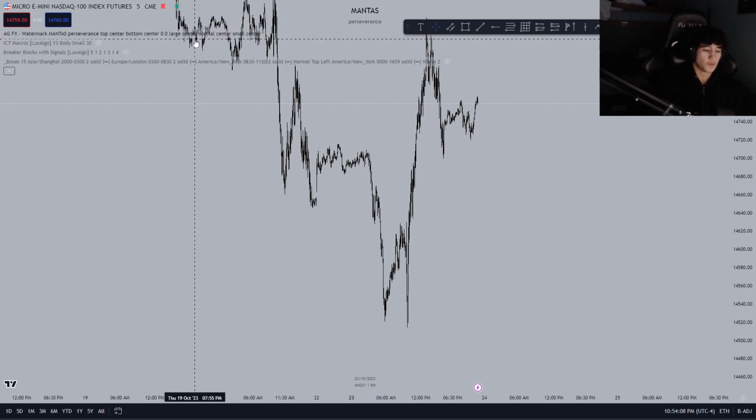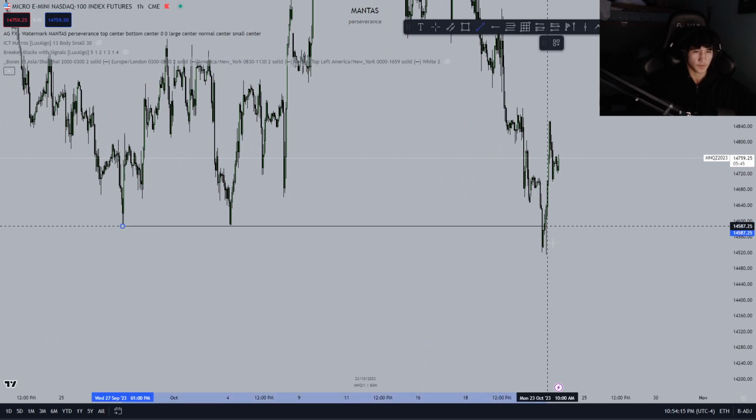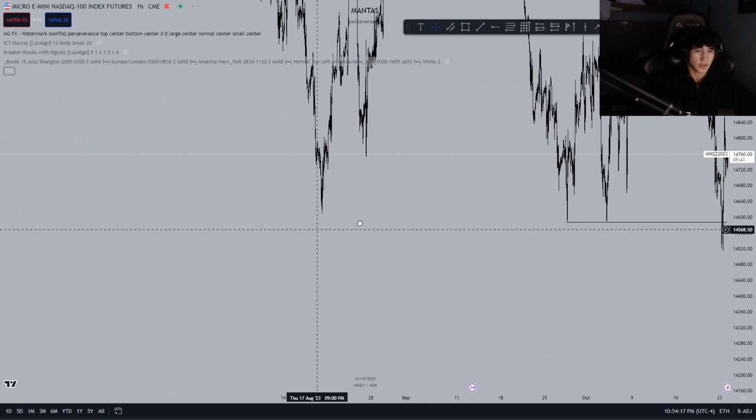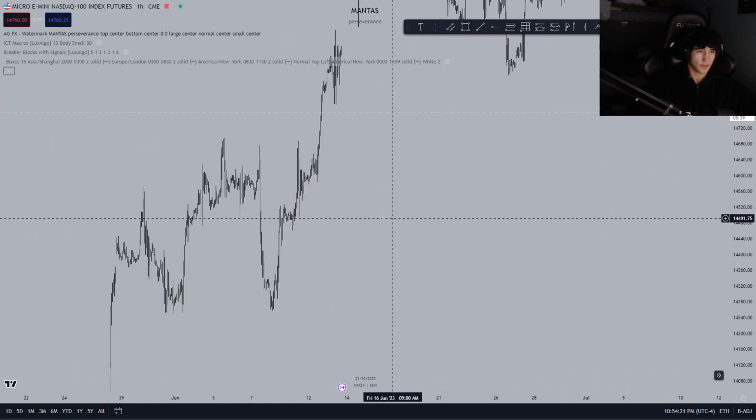And I want to see what we are looking like on the hourly real quick, because we just swept these lows and we had an instant market structure shift higher right here, see? Plus we had a higher time frame PD array right over here. Let's see if I can find it real quick.